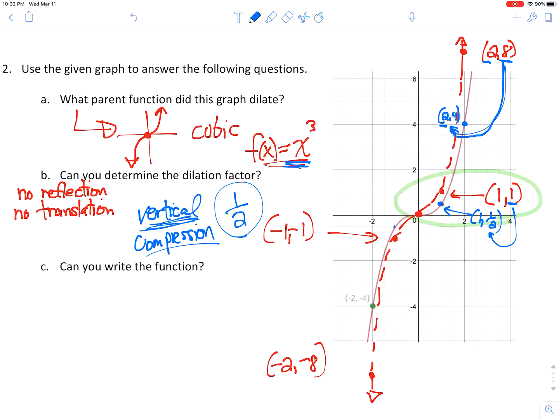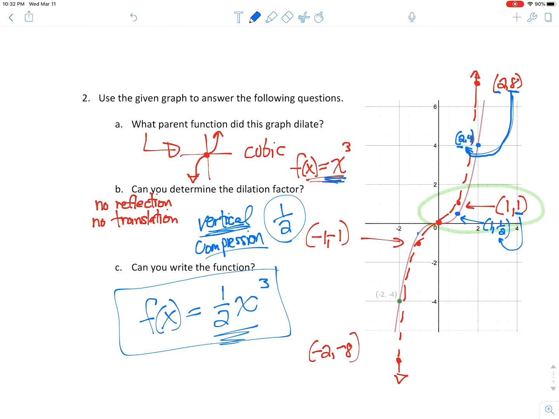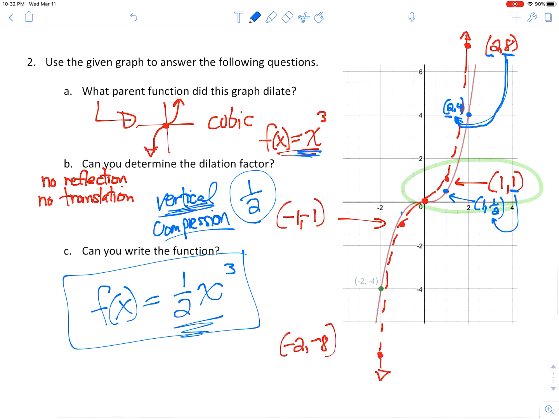Now, if we want something to be cut vertically by 1/2, it's just right out in front of that function. I believe we're working with 1/2 x cubed. It is always good to double check, to put in some points to see if they confirm, and in this case, they do. This is one of the toughest skills, to see a graph, especially with a dilation, and work backwards and analyze it and find the original function.